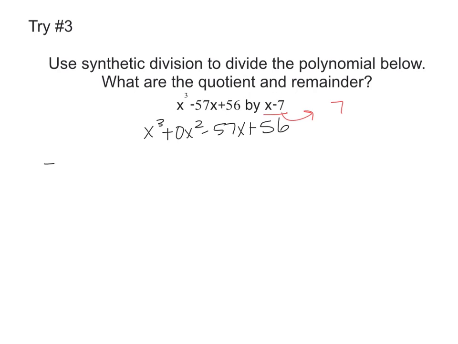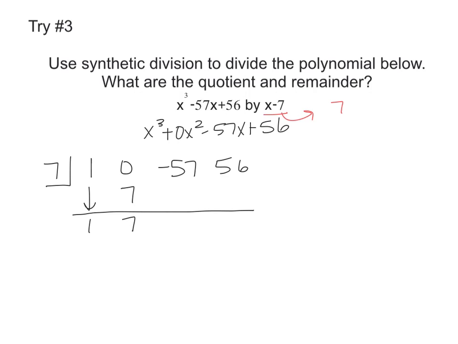So when I set this up, this is 7. And then I use the coefficients. So 1 for x cubed, 0 for x squared, -57x, and 56. Okay, drop down the 1. 7 times 1 is 7. 0 and 7 is 7. 7 times 7 is 49. -57 and 49 is -8. 7 times -8 is -56. Add those, you get 0.